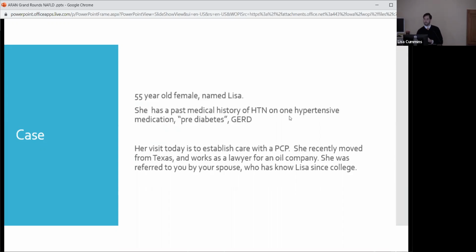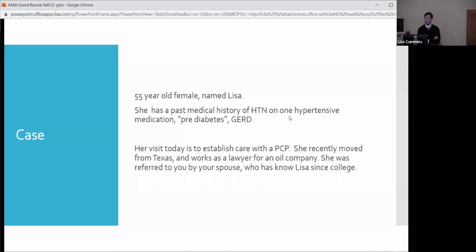Lisa, 55-year-old female. She has a past medical history of hypertension on one medication for this. She's been told she has pre-diabetes, but she's not on insulin or anything like that. That's how they'll usually say it. And she has reflux just like everyone else in the world. Her visit today is to establish with primary care, so this is coming from a primary care viewpoint, not necessarily a gastroenterologist viewpoint. She recently moved from Texas. She works as a lawyer for an oil company, as most people do.